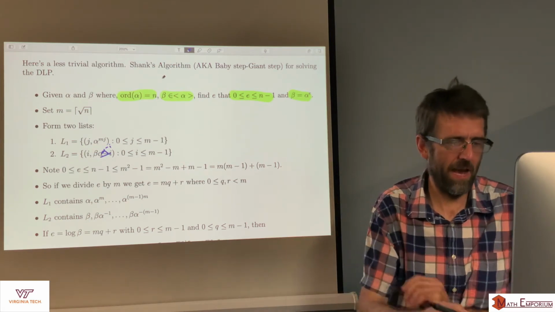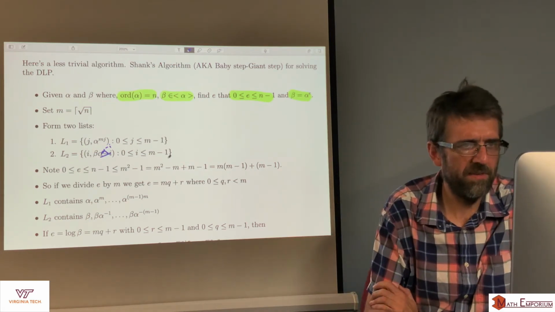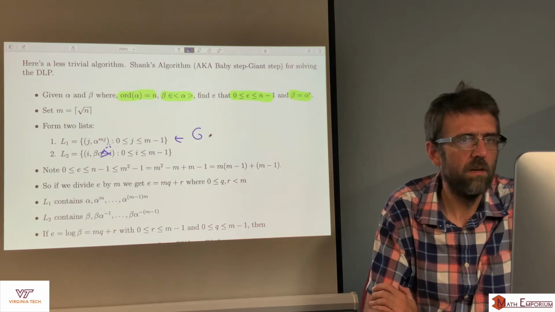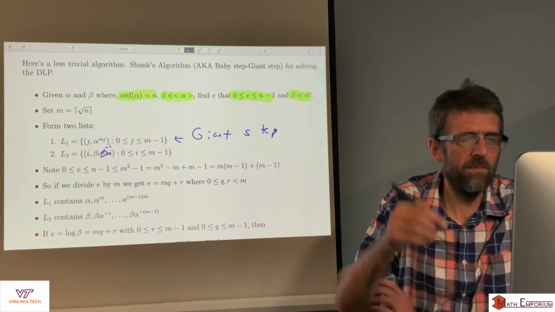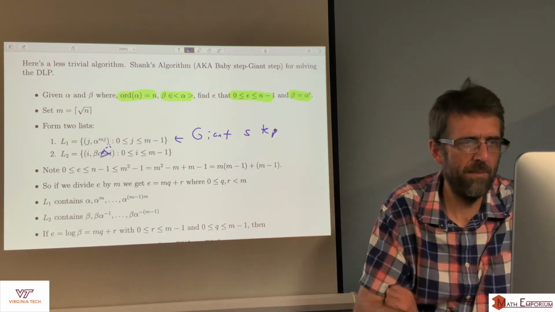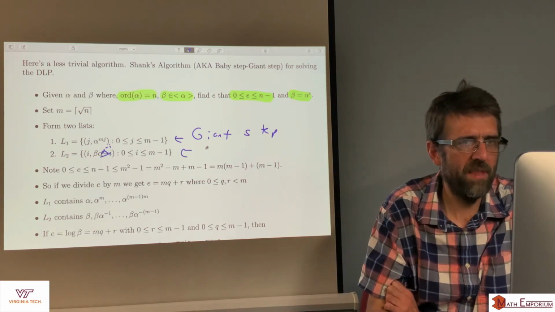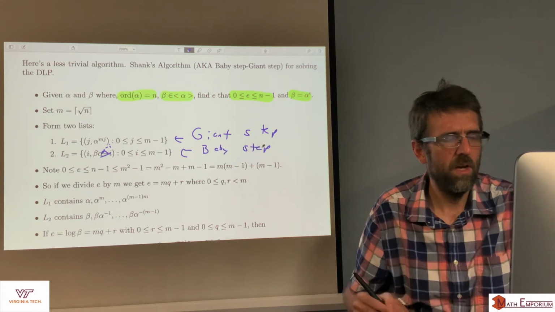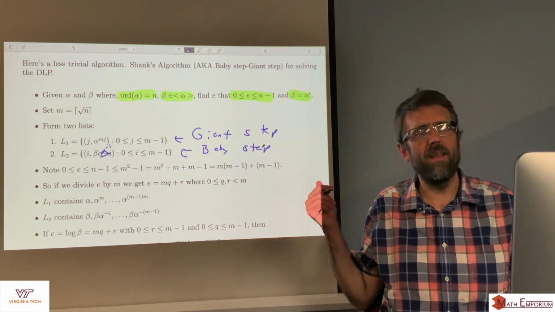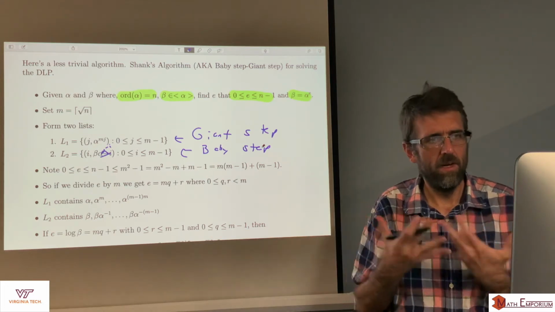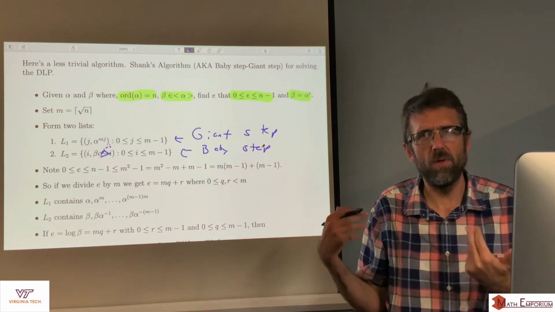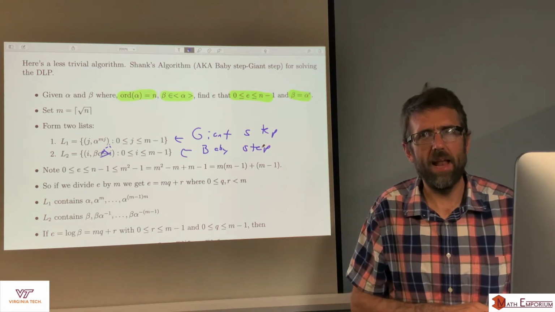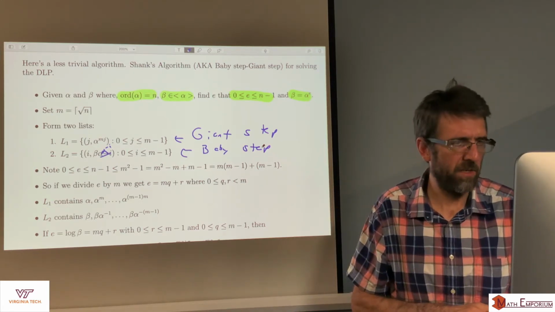Okay, so this is this first list here. This is the giant step portion of the algorithm: look at all powers of alpha in steps of m. And then this is the baby step, the backtracking in steps of 1. And the idea is that eventually I'm going to find a value where the second entries in those two lists coincide, and then I can use those to backtrack.